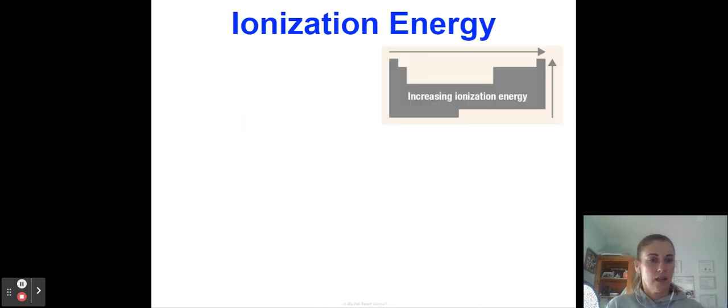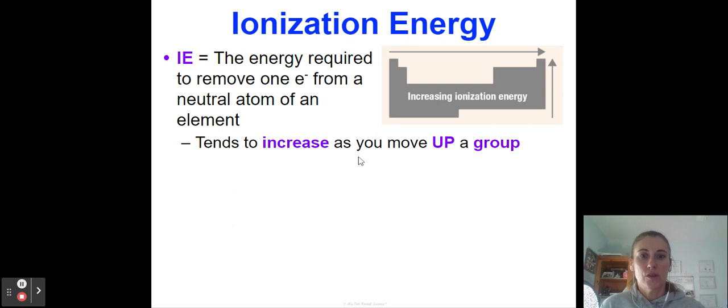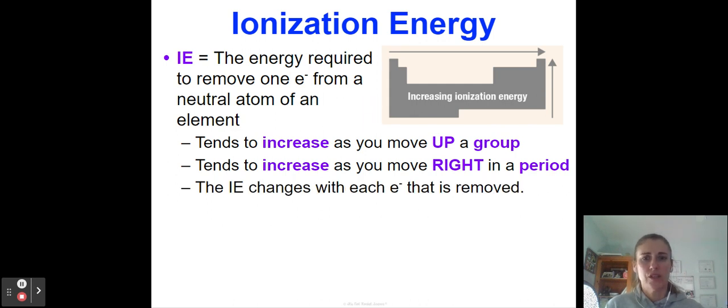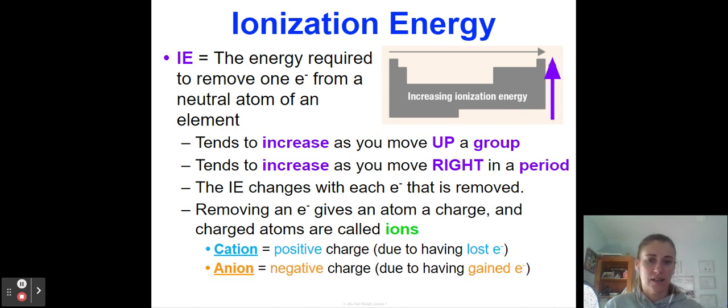Okay, the last little bit here about some other trends, there's what's called ionization energy, abbreviated IE. This is the energy required to remove one electron from a neutral atom of an element. So it tends to increase as you move up a group and as you move right in a period. And it changes with each electron that is removed. So removing an electron gives an atom a charge. And remember, charged atoms are called ions. We have cations and anions.